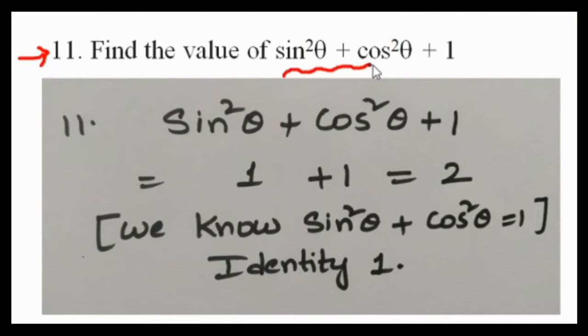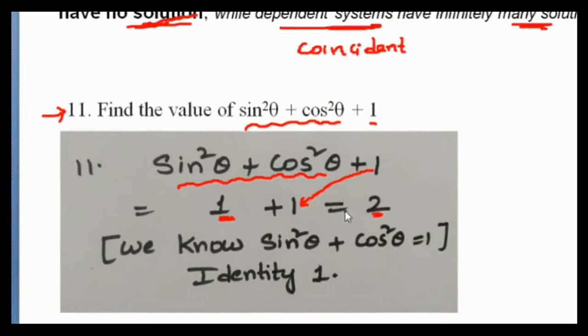Find the value of sine square theta plus cos square theta plus 1. So we know sine square theta plus cos square theta value is 1. It is an identity, it is a formula. So directly replacing sine square theta plus cos square theta as 1, and the other 1 I am replacing as it is. 1 plus 1 is 2.